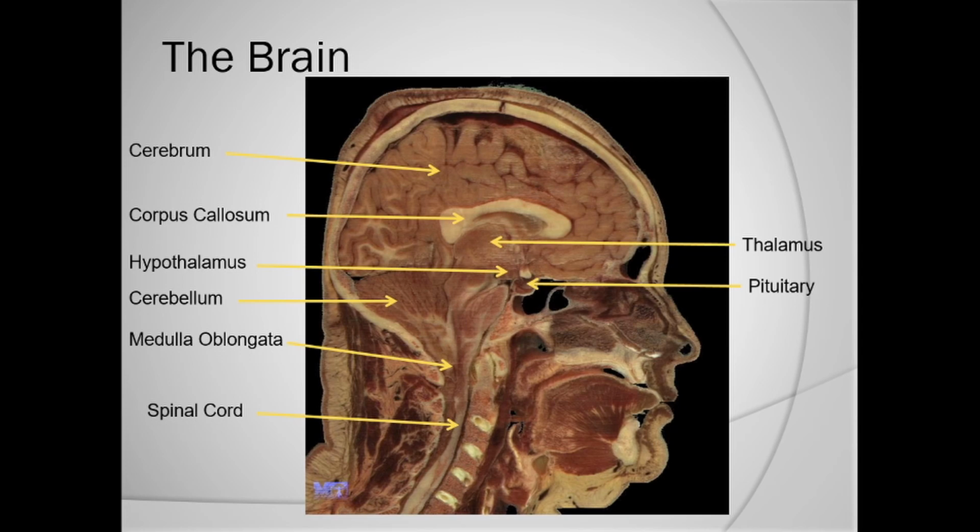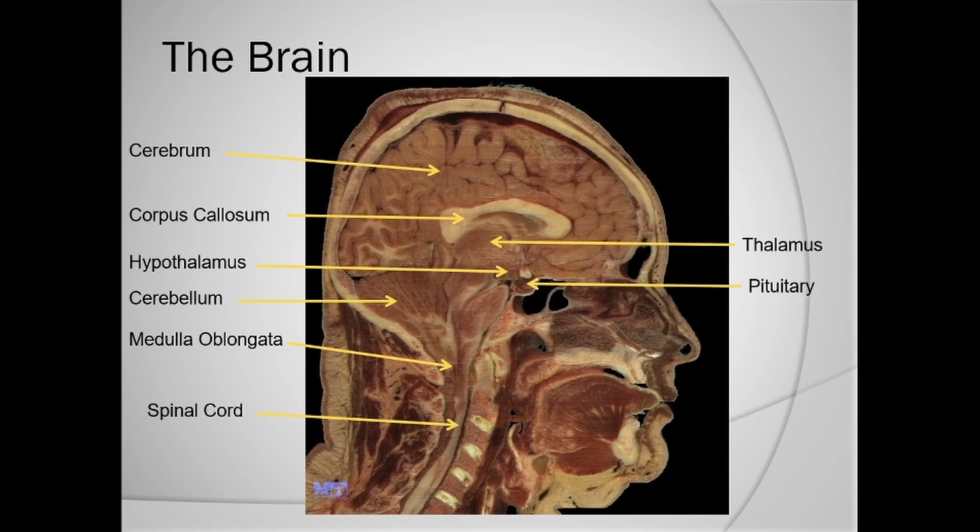We talked about the hypothalamus and the thalamus, and you can see those two. The thalamus kind of sits under the corpus callosum, and then the hypothalamus sits underneath the thalamus. And then you can see the close proximity of the pituitary gland and its relationship to the hypothalamus. So you can see how there's a connection between those two. Then the cerebellum, the medulla, and then the spinal cord running down.